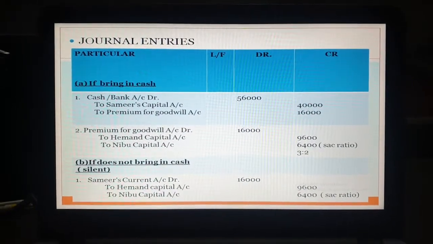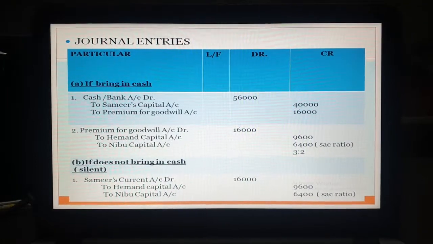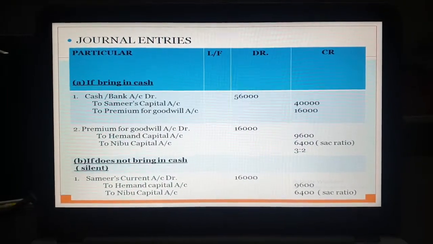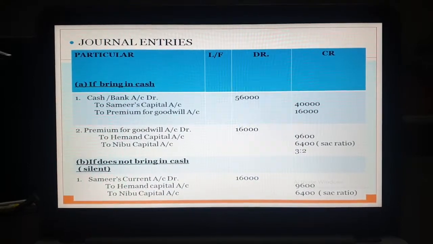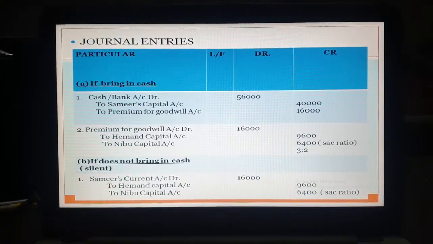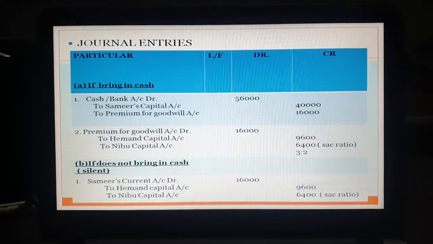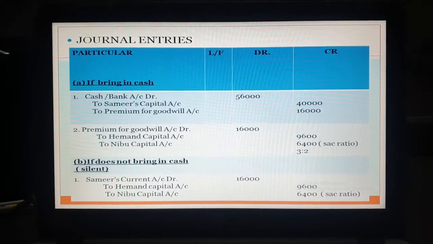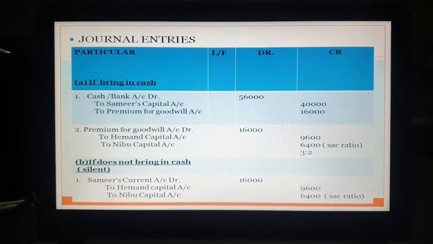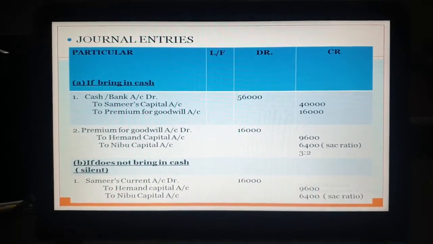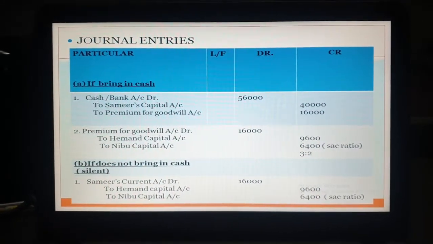And in this case, case number first is applicable for the calculation of sacrificing ratio. So as I already told you, sacrificing ratio will be the same as the old ratio. So 3:2 is your sacrificing ratio. So distribute 16,000 in 3:2 ratio. So this is when the new partner brings his share of goodwill in cash.